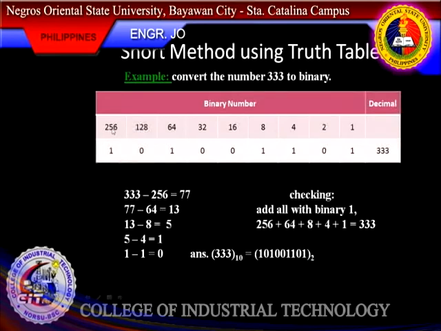And the closest number in our table is 256. So what we're going to do is use 256. We have to put 1 for 256, so we're going to assign 1 for 256. And this 256 is a subtractor, or a subtrahend.